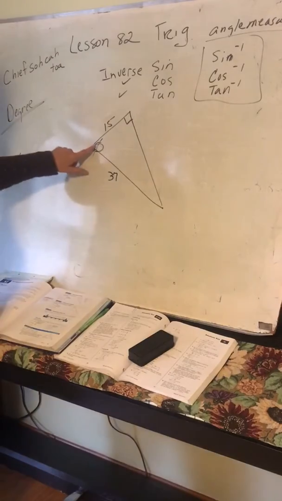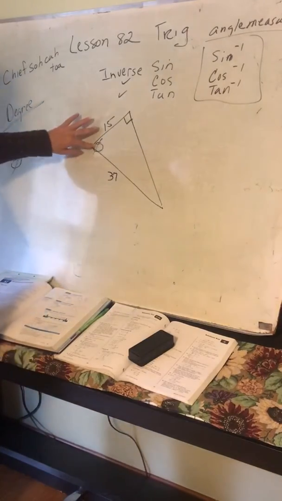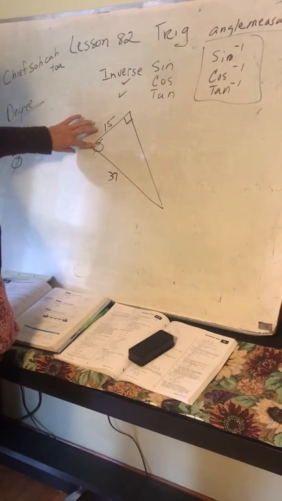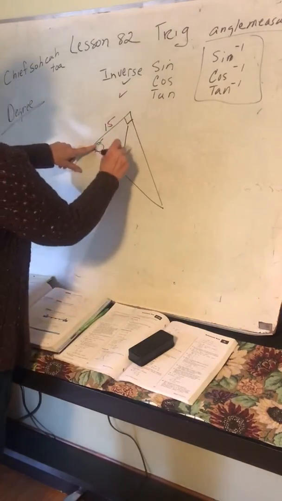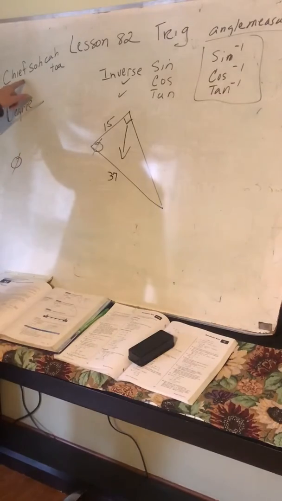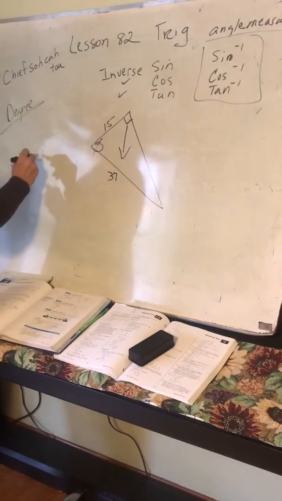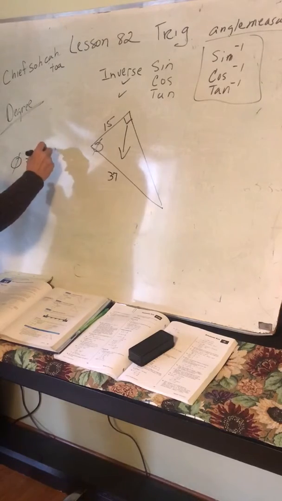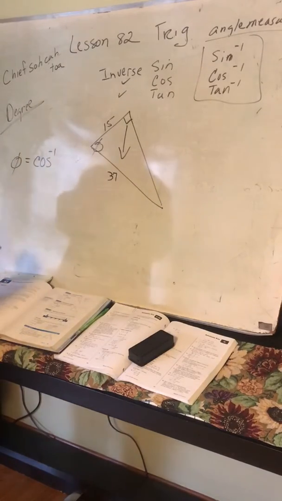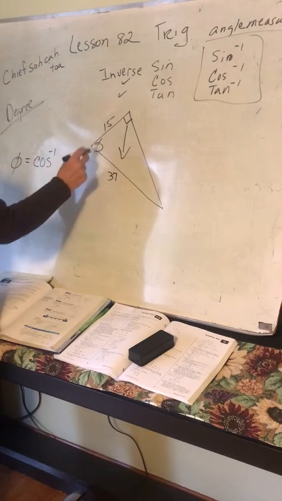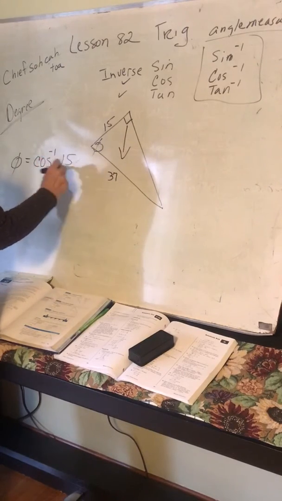And right at this angle, I have an adjacent side and I have the hypotenuse. So I go over here. Where is adjacent and hypotenuse? Here it is, cosine. So this equals the inverse cosine. That's the one I want to use because I'm looking for the angle measure. Adjacent is first, so it'll be 15 over 37.